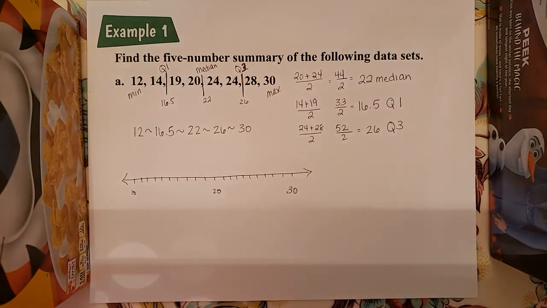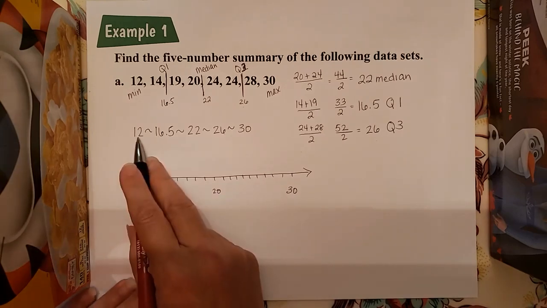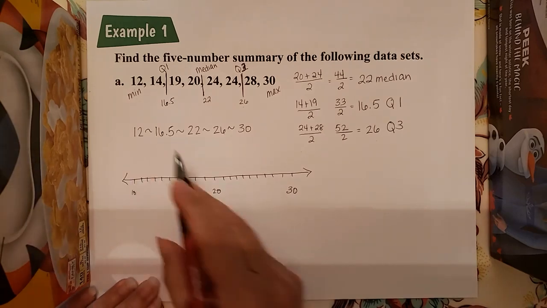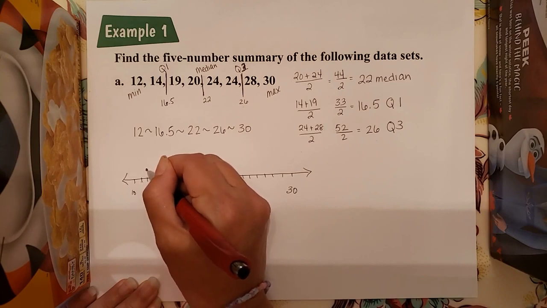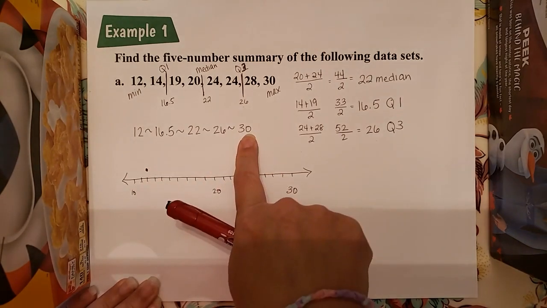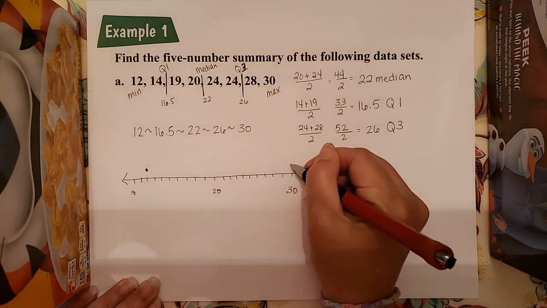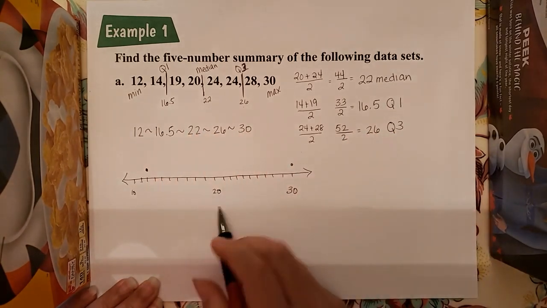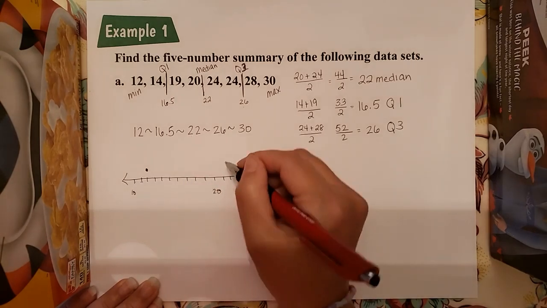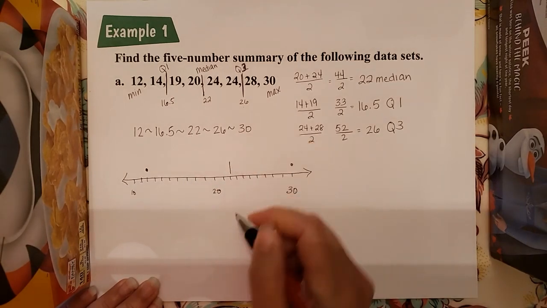We are going to put a dot on our minimum. So our minimum was 12, 10, 11, 12. I'm going to put a dot here. I'm going to put a dot on the maximum, which was 30. And I'm going to put lines for each of these values. So my median was 22. There's a line here.